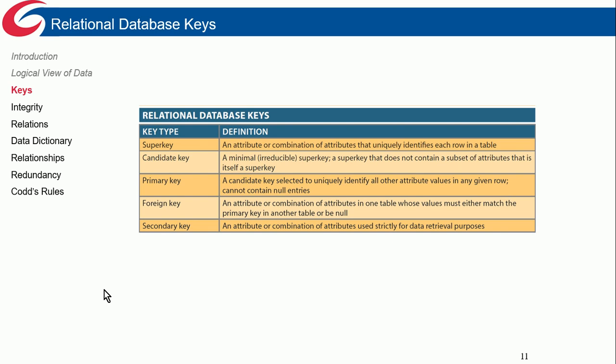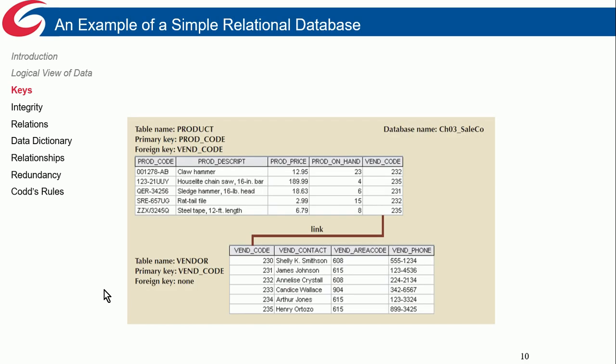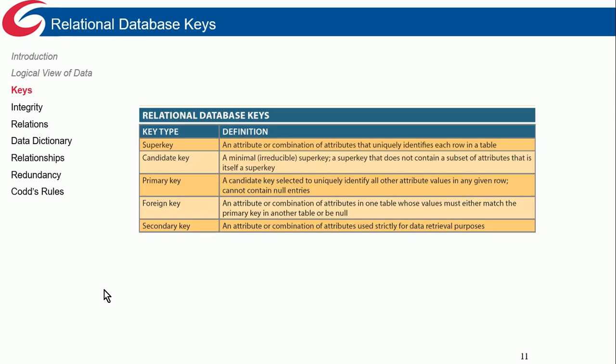A foreign key is an attribute or combination of attributes in one table whose values must either match the primary key in another table or be null. So it either has to exist or it has to match another table. Going back to that previous table, you can see that the vendor code in the product table at the top is a foreign key that references the vendor code in the vendor table. Now, if there was no vendor or we didn't know who the vendor was, we could make the vendor code null in the product table. So it's not referencing anything in the other table. But what we couldn't do is reference a vendor that does not exist.